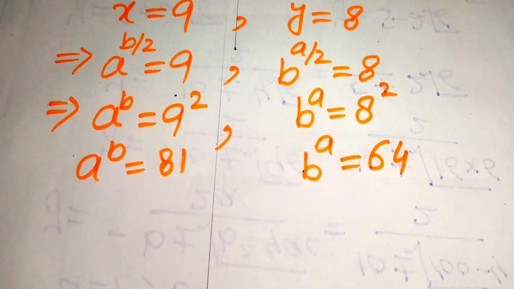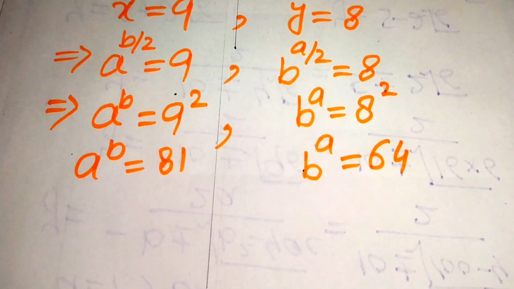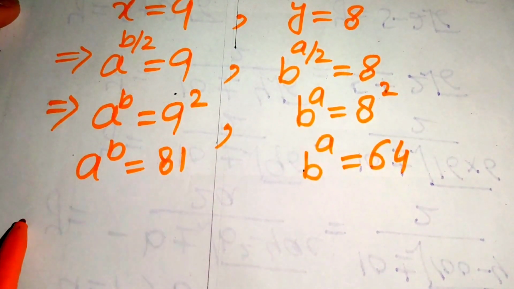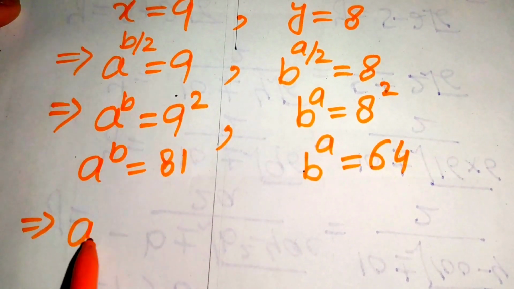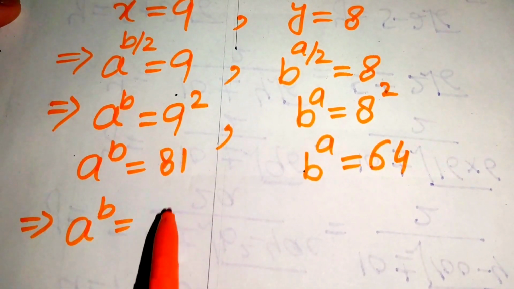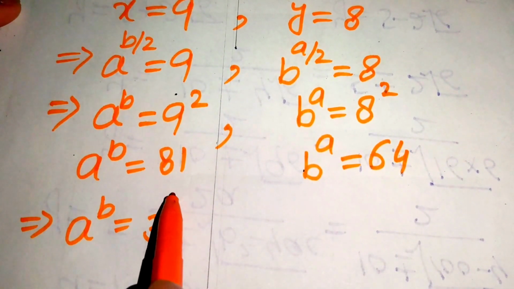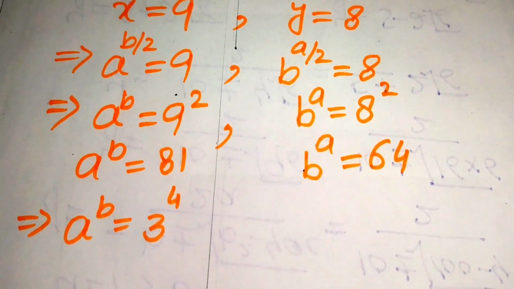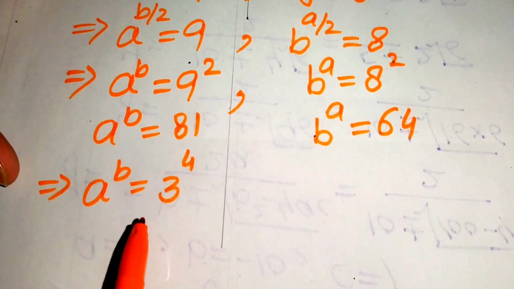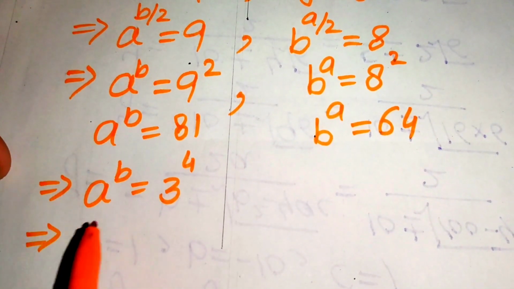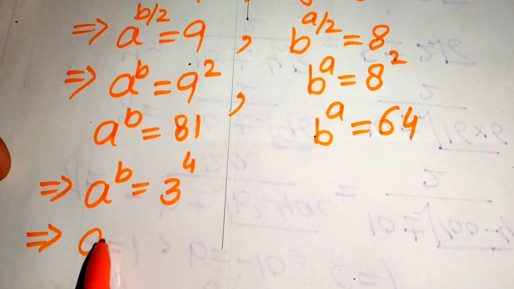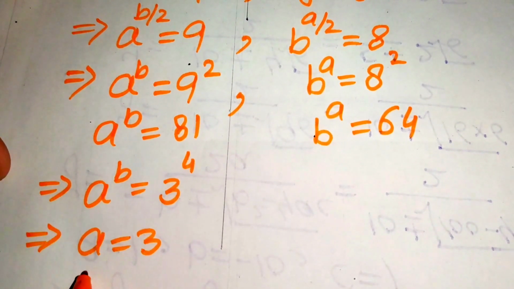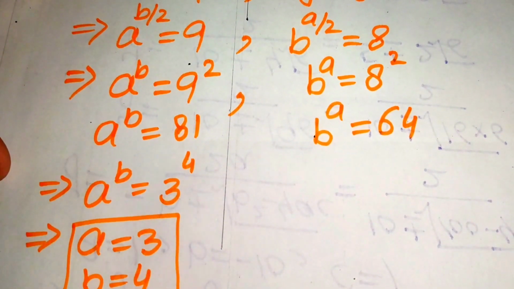And now in the next step we write this 81 as, so we make the factors of 81, and we know that 81 is 3 to the power of 4. And similarly we compare both of the sides. So we equate the base and exponents, and we have base a equals 3 and exponent b equals 4. So these are the first solutions of the given equation.